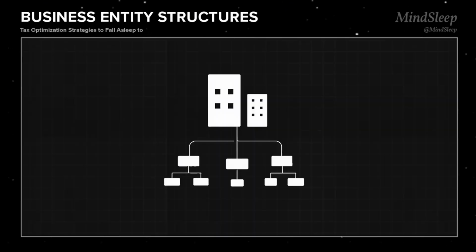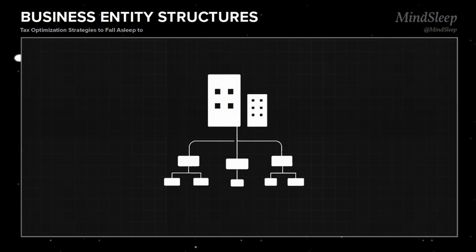As we delve deeper into the intricate world of tax optimization, we now turn our attention to the fascinating realm of business entity structures. This complex topic forms the backbone of many advanced tax strategies, influencing everything from income allocation to liability protection. Let's embark on this journey through the labyrinth of corporate structures and their tax implications.